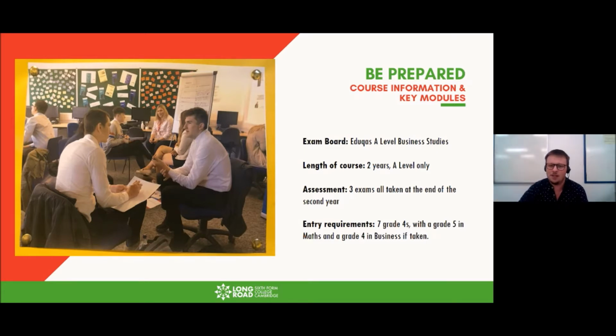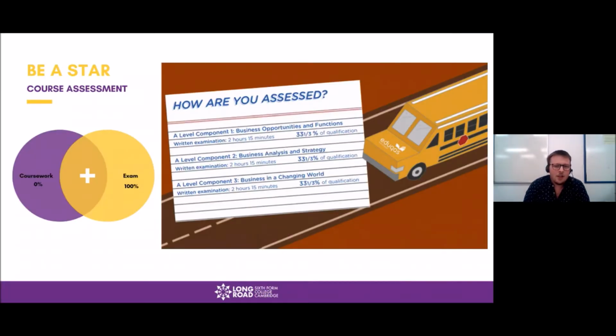And if you have taken business studies as a GCSE qualification, you need to get at least a level 4 in that.